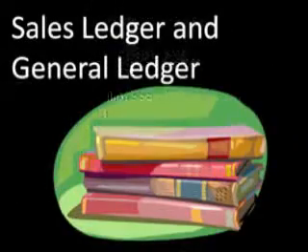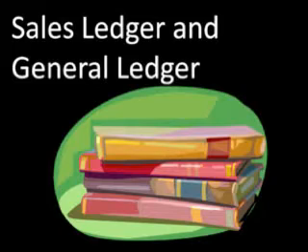So, how will this work? Let's work through an example. We're going to use both a sales ledger and a general ledger. You might note that the sales ledger is in some texts referred to as an accounts receivable ledger, but in this little video we're going to call it a sales ledger. The sales ledger is going to contain an account for each customer. The general ledger will contain the accounts for assets, liabilities, equity, revenues and expenses.